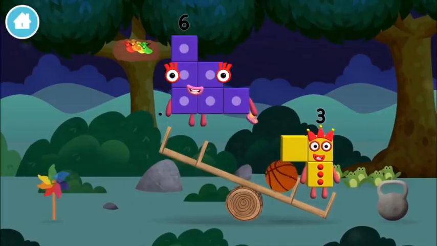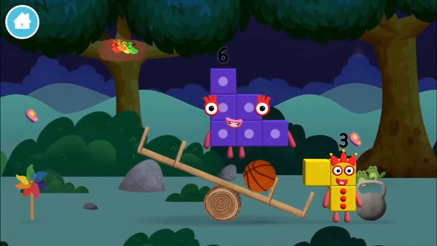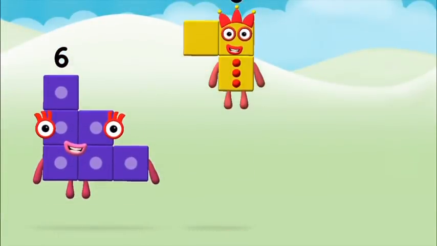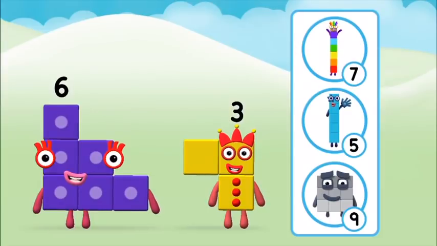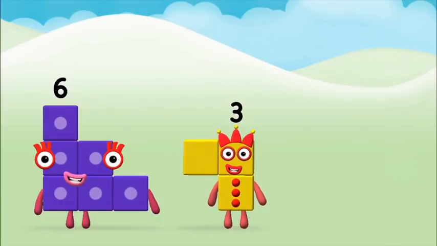For rhymes and skips and tricks. A basketball. What number block will you make when you add these two number blocks? Let's see. Can you add the number blocks together?